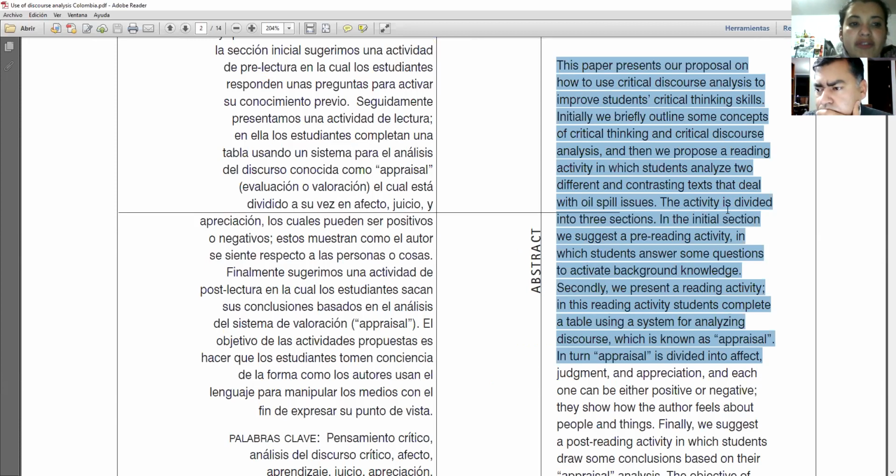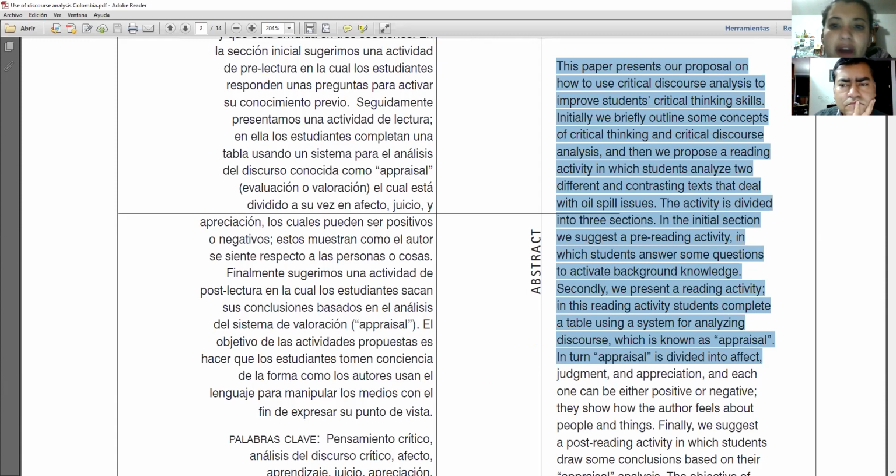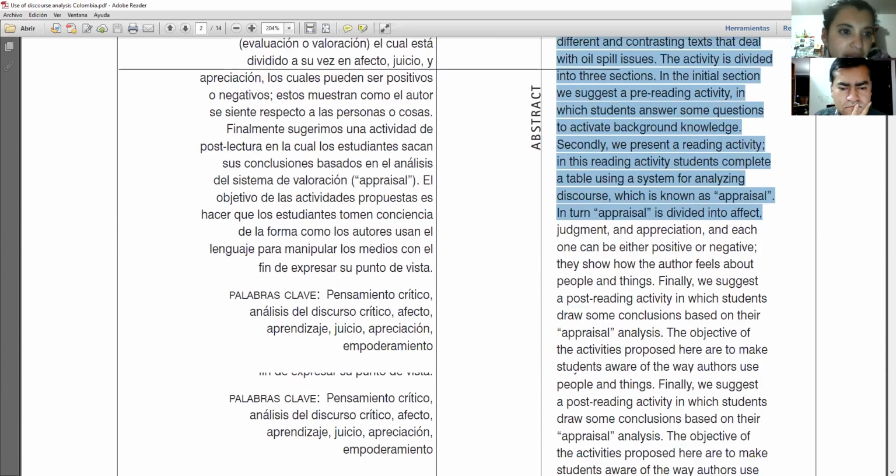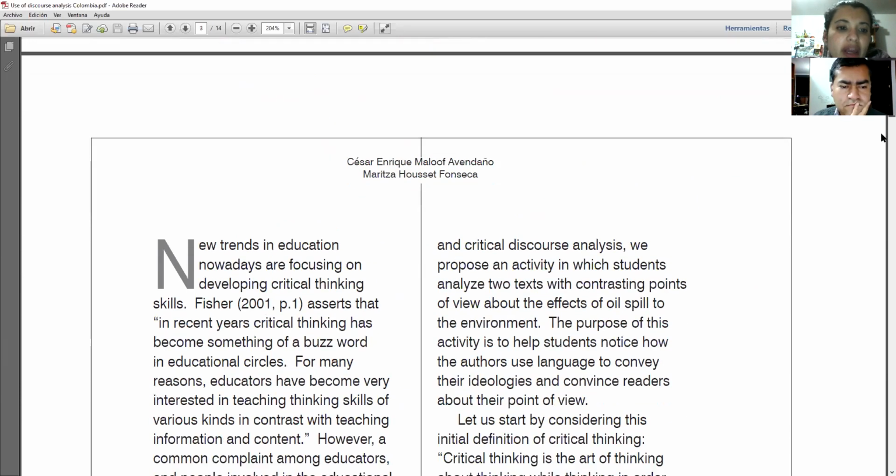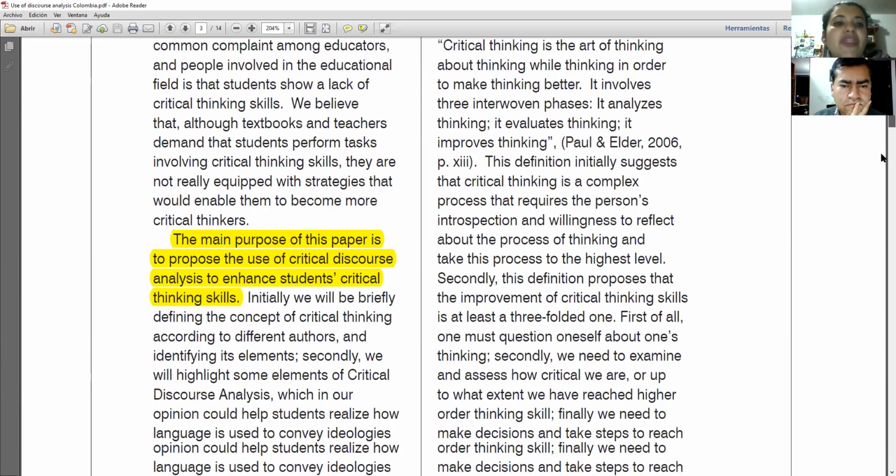But what you're looking for is analyzing teachers' discourse through CCDA, Critical Classroom Discourse Analysis. Maybe this article can help you with some concepts for the theoretical framework, because here it says initially we briefly outlined some concepts of critical thinking and critical discourse analysis. So maybe in this article they can give you some references for the theoretical framework. But I'm not sure if this will help.